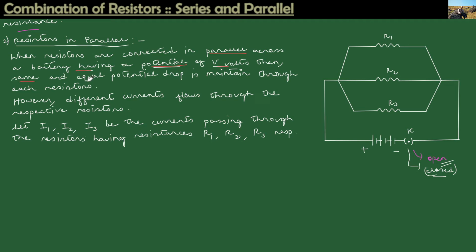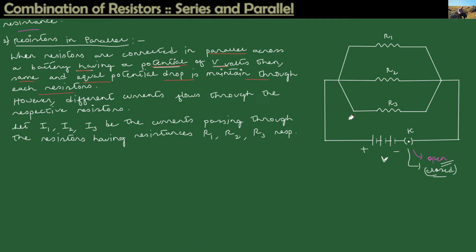Same and equal potential drop is maintained across all resistors, which means that if capital V is the voltage from the source, then the voltage across R1, the voltage across R2, and the potential across R3 will be equal to this potential V from the voltage source.